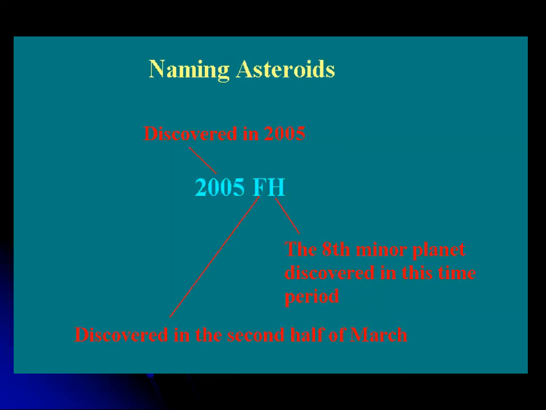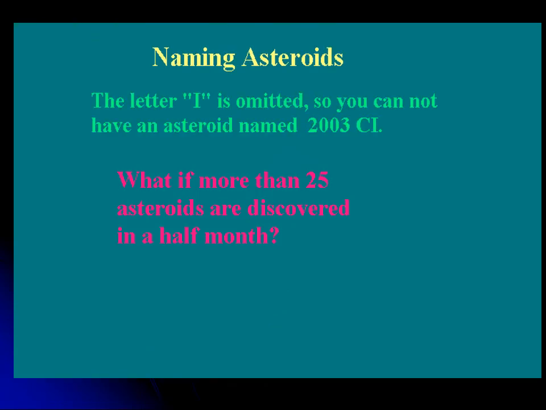Okay, so 2005 FH. H is the 8th letter in the alphabet, so that's the 8th asteroid discovered in the second half of March. Okay, so that's how you decipher that name. They skip the letter I because I and J are interchangeable in certain countries, so you don't want to have even added confusion here. So you skip the letter I. That gives you 25 names.